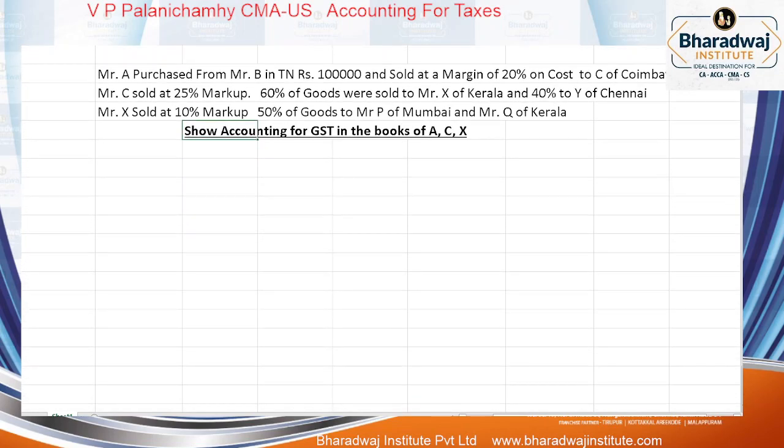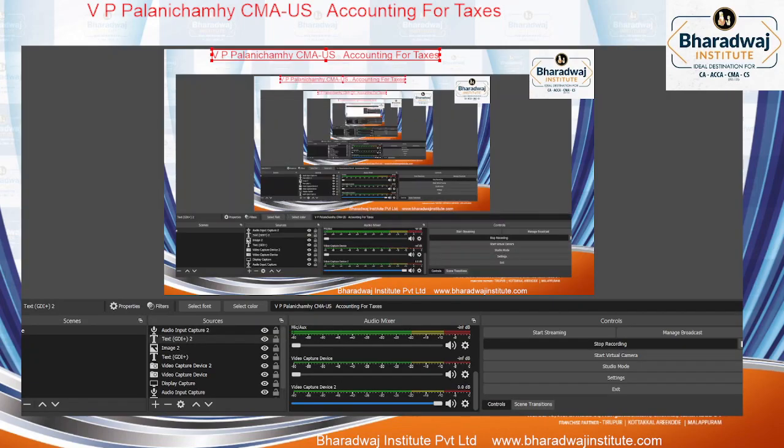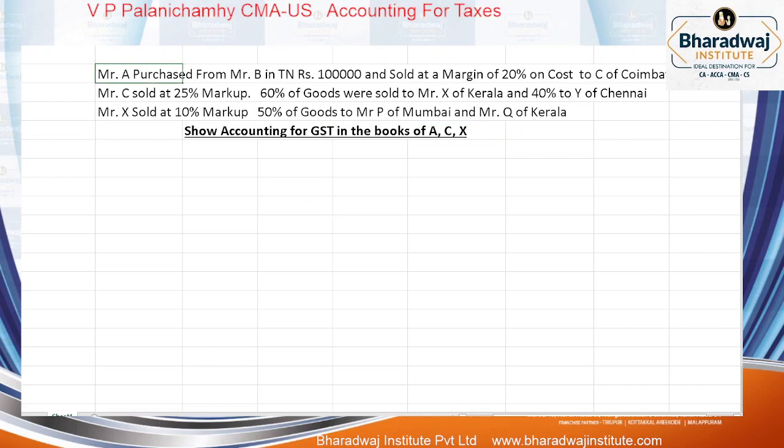Show accounting in the books of A, C, and X. Take up this. A purchased from B of Tamil Nadu 1 lakh and sold at a margin of 20% on cost to C of Coimbatore. C sold it at 25% markup, 60% of goods to Mr. X of Kerala, 40% to Y of Chennai. X is selling at 10% markup, 50% of goods to Mr. P of Mumbai and Q of Kerala.